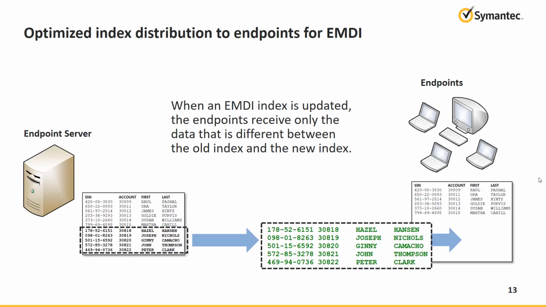Updating exact match data identifier, or EMDI, indexes has been optimized in DLP 15.7. When an EMDI index is updated, the endpoints receive only the data that is different between the old index and the new index. This conserves bandwidth usage, especially when the index updates are deployed in environments with a large number of endpoints.